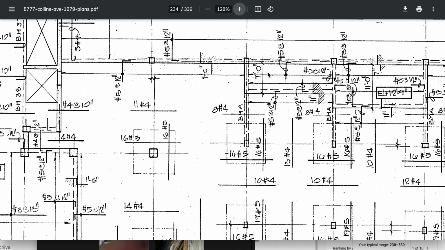So I'm ending the video with, now we have data that shows it was connected to the building.